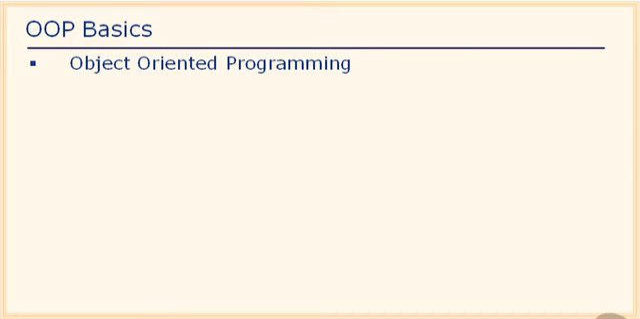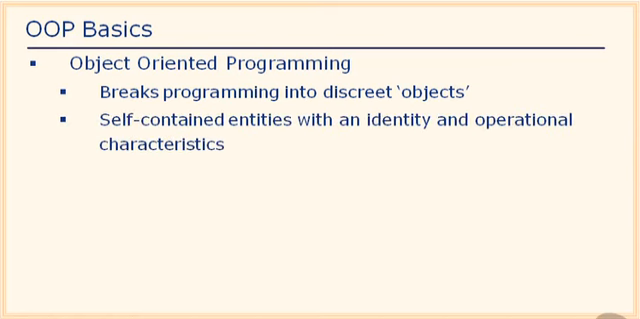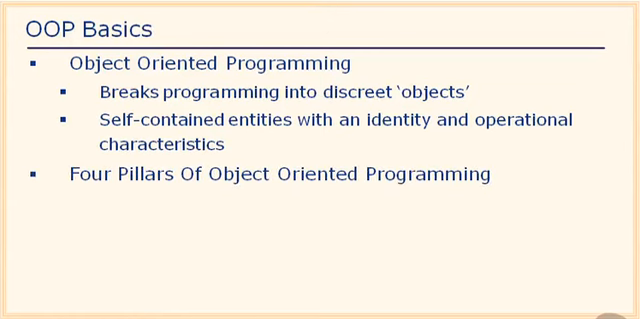But with object-oriented programming, we're referring to the structure of our program, how it's put together and how it runs. It breaks the whole programming task for our entire application into discrete objects or collections of code. Now, these are self-contained entities. They have an identity, they have a name, and they have certain operational characteristics. There are things they can do. There are certain states of data they can store, variables with values, and that sort of thing.